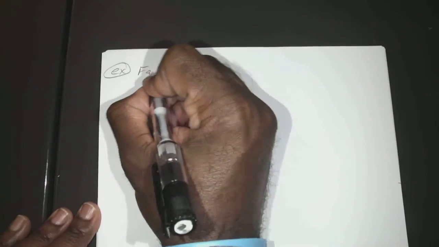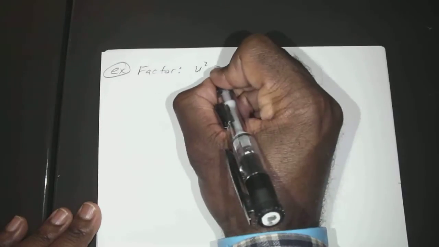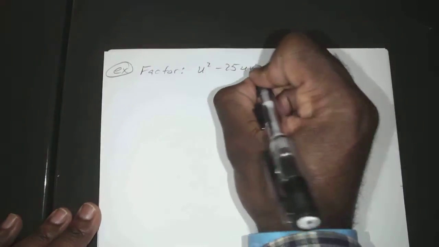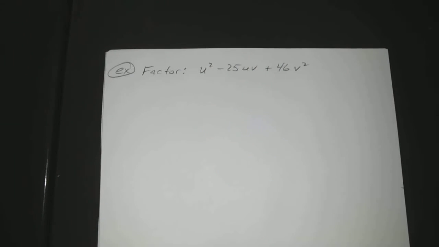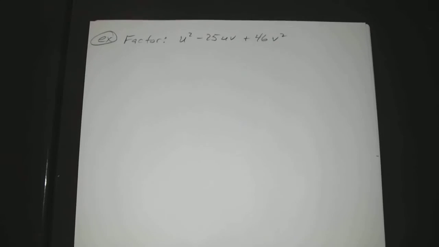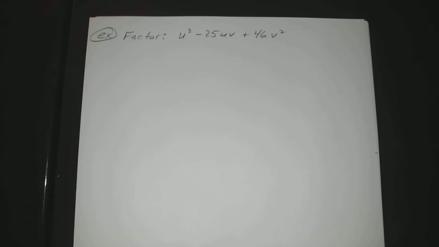So we'll do one more example, then we'll move on to the next part. We want to factor u squared minus 25uv plus 46v squared. And I'll let you start on this one. Remember, at least one of your factors will have to be negative.